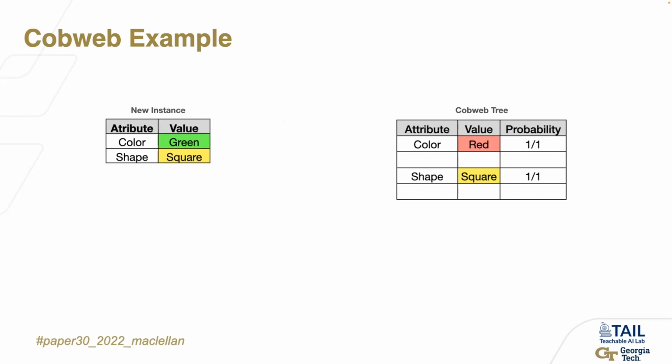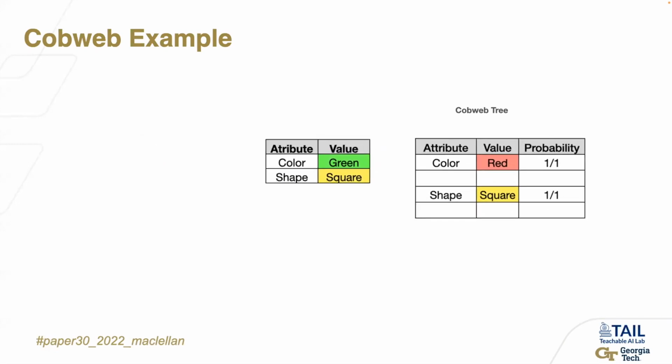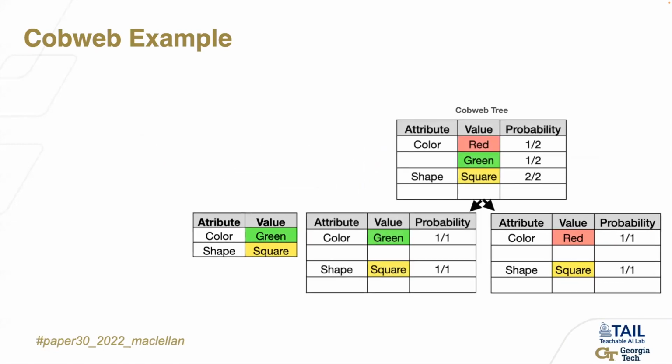Next, we get another instance, in this case, a green square. Now that the tree already contains a concept, instead of just updating this node, whenever we have a leaf node, we fork the leaf node. So we keep the original concept that we had, we create a new concept to represent our new instance, and then we create a new merge of these two that represents both of the concepts that are stored underneath it.